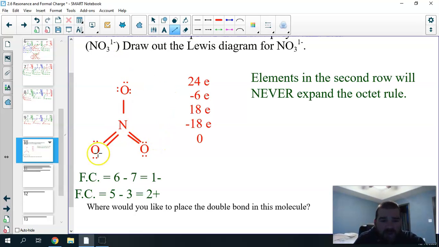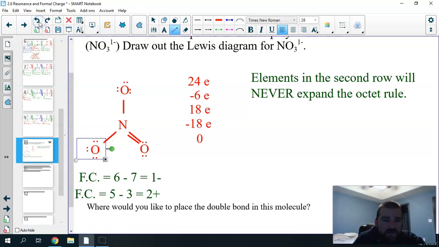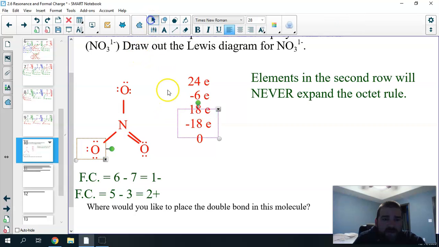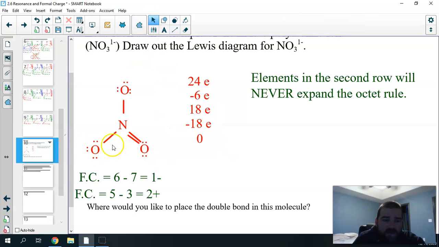But the problem with this structure that I've just drawn is that we can't expand the octet rule for nitrogen. We have 10 electrons by nitrogen right now. We're not allowed to do that. It's not going to work. So we have to go back one step and return this to the way it was. This is the correct structure of nitrate, the polyatomic ion.